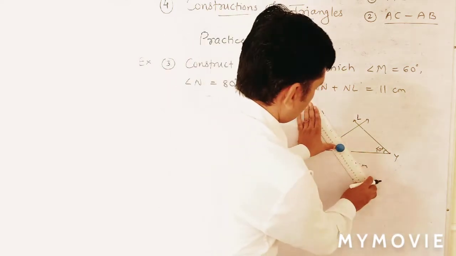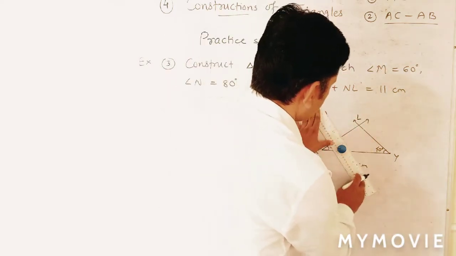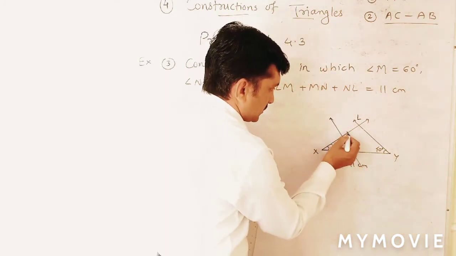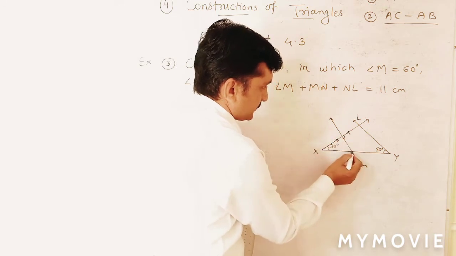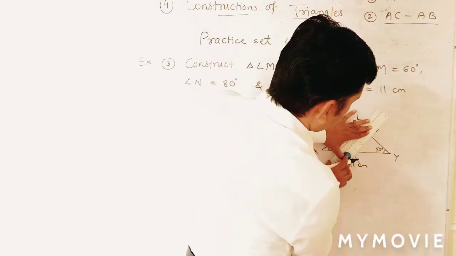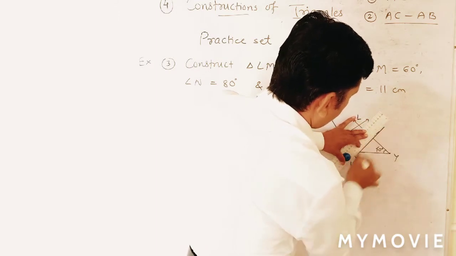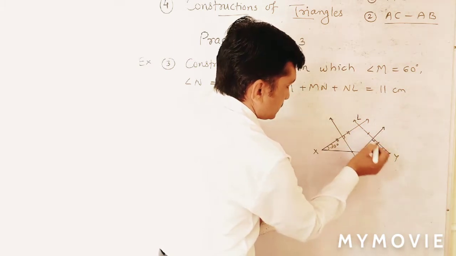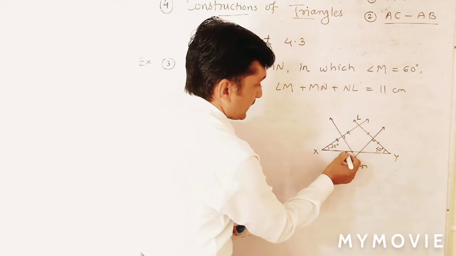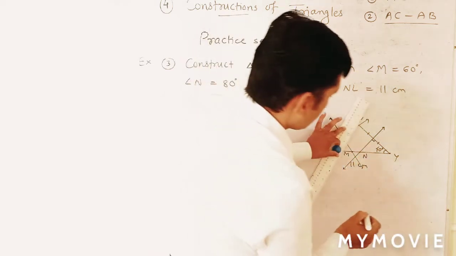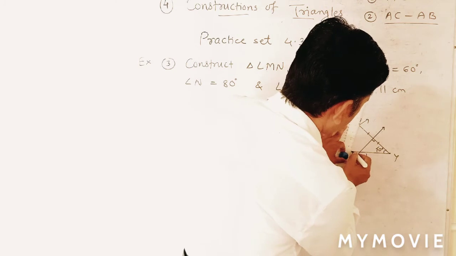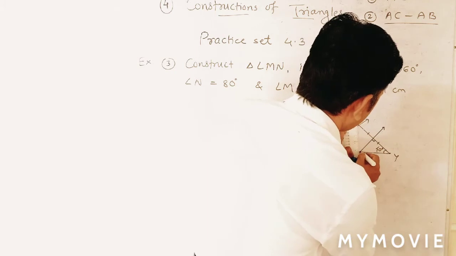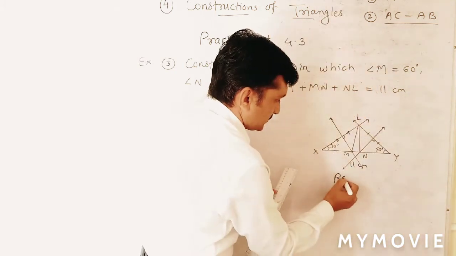Now perpendicular bisector of identical mark here, point, and perpendicular bisector of this also here. Now this is first point M and this is second point N, then join them, LMN, triangle will complete. This is a rough figure, measures will not be exact.